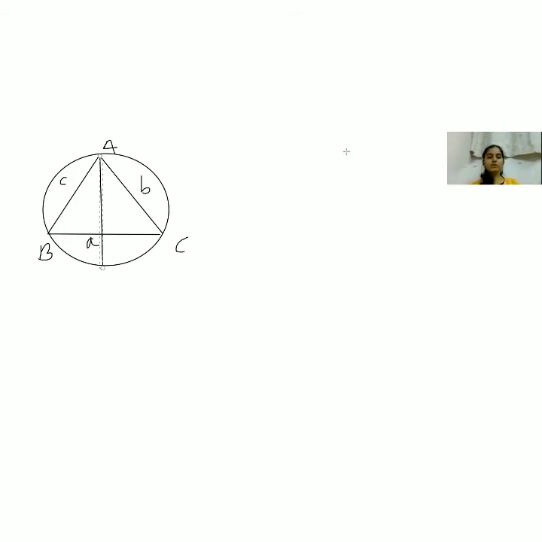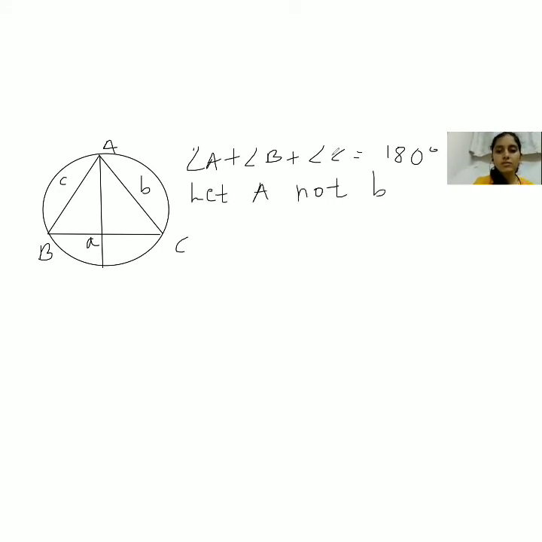Now why are we doing this construction? There are three angles in triangle ABC, and their sum is 180 degrees, so angle A plus angle B plus angle C equal to 180 degrees. So any one of the angles is less than 90 degrees, correct? So I'm considering that A is not 90 degrees. From A, I'm dropping a diameter which passes through the center O of the circumcircle. Let's call this AD. What will AD be? It will be 2R, right?